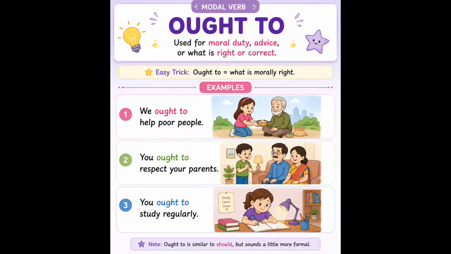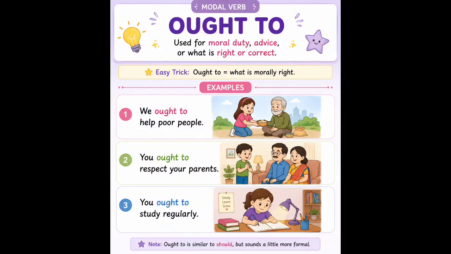First modal is ought to. Now, many students get confused between should and ought to. Actually, both are very similar. Both are used for advice, suggestions and telling what is right. But ought to sounds slightly more formal and mature. For example, you ought to drink more water. मतलब तुम्हें ज़्यादा पानी पीना चाहिए.